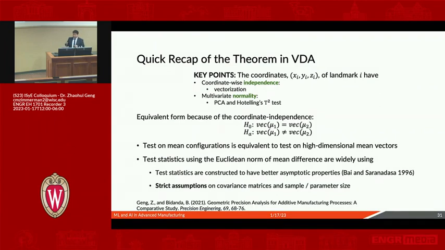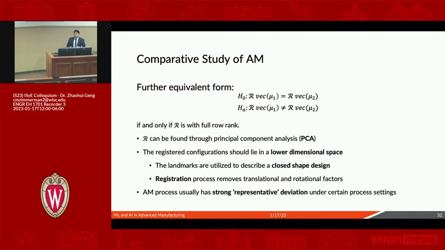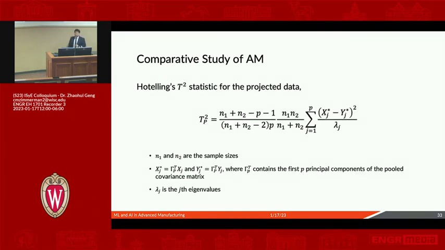To tackle those issues, because of the multivariate normality, we multiply a full-rank matrix onto these high-dimensional vectors. The reason we want to do that is that we utilize principal component analysis. We can do that because additive manufacturing generally has a very strong representative deviation locally for certain process settings. Which means this point cloud, even though it's located in the high-dimensional space, should have a representation in the lower dimensional space. Right? So we have an equivalent form: we project the high-dimensional vector into the lower dimensional space. Now we can perform Hotelling's t-test to test whether there's any difference regarding the different process settings.